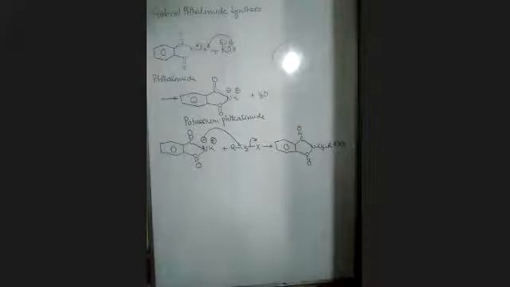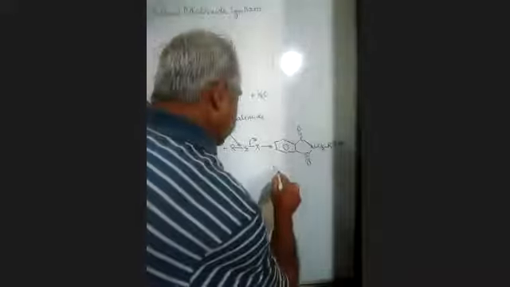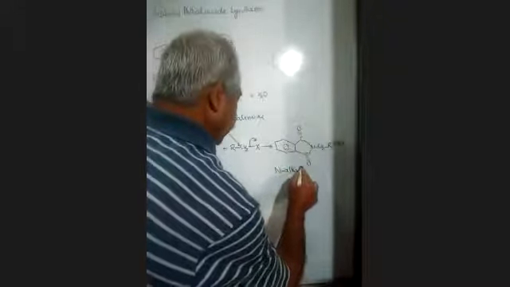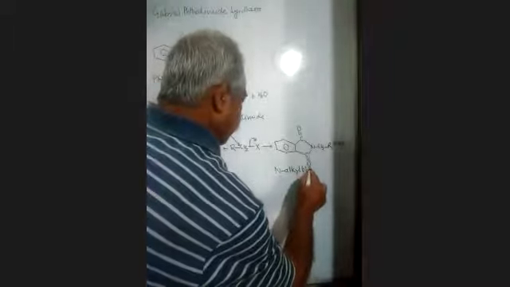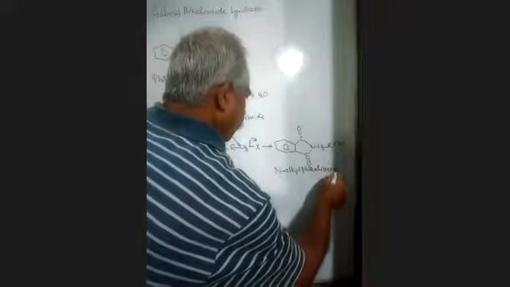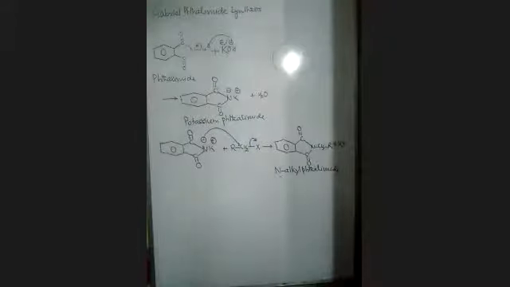See here, the alkyl group is on nitrogen. So you know what to write. You have to write here N-alkyl phthalimide. So this is step one.